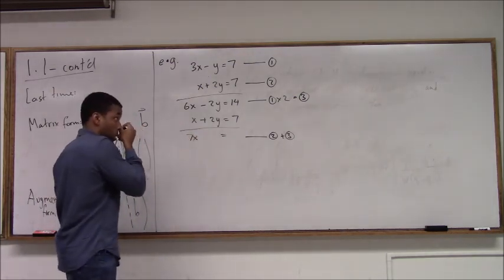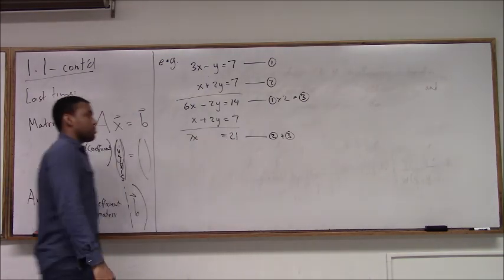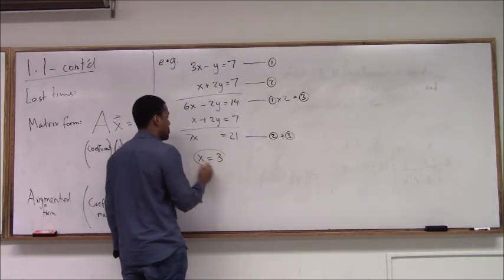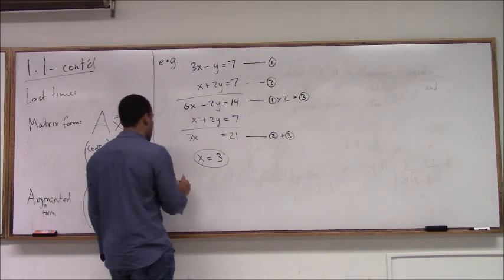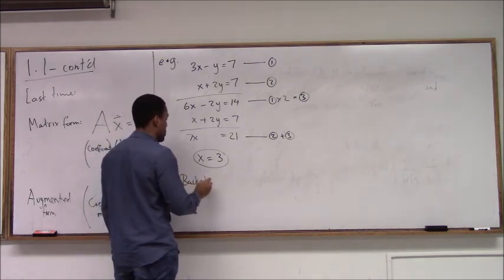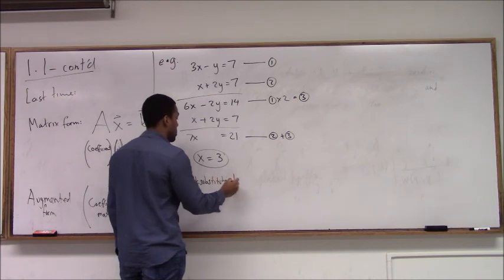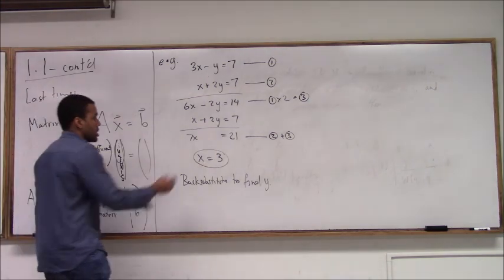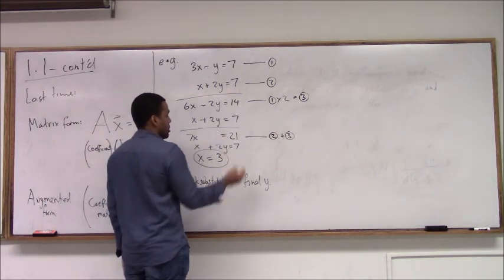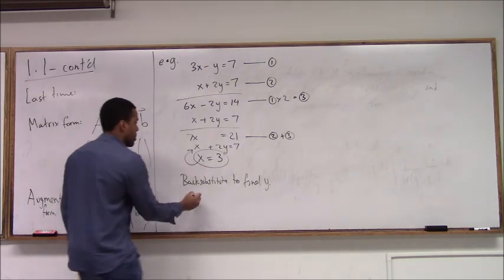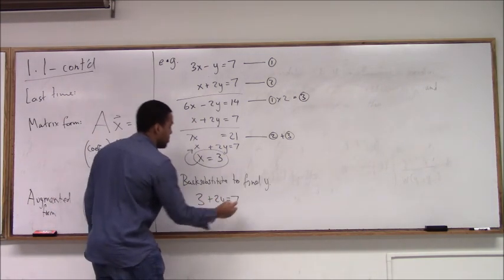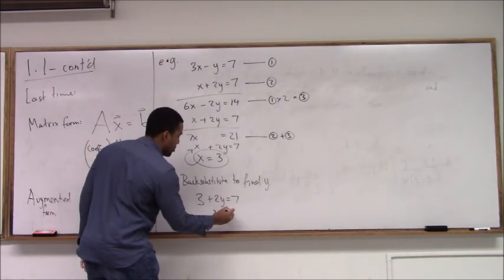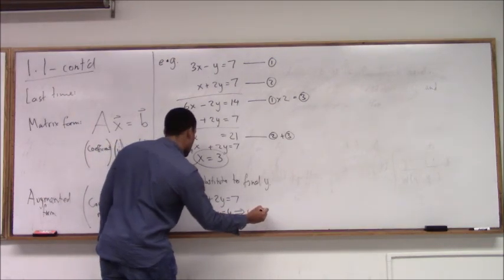7x would equal 21. In which case, I can divide both sides by 7 and get my x equals 3. And then I can back substitute to find y. I can use either equation. I could just bring this other equation down here and plug in my x equals 3. So I would have 3 plus 2y equals 7. And so I move that over. That's 2y is equal to 4, which means that my y is going to be equal to 2.